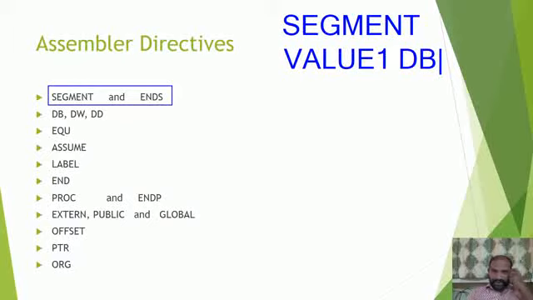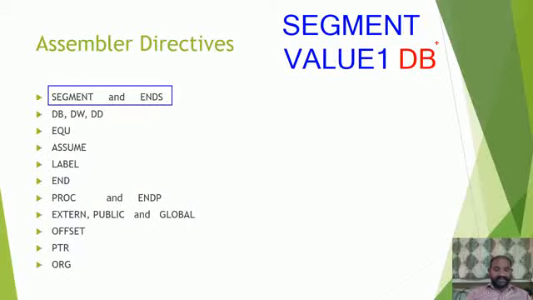I'll take a different color code for your convenience. I'm defining DB. DB means I'm telling the microprocessor that value1 is an 8-bit data type. DB is nothing but defined byte, we'll see that also.